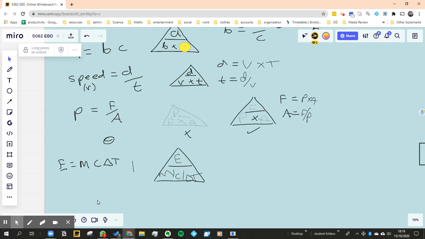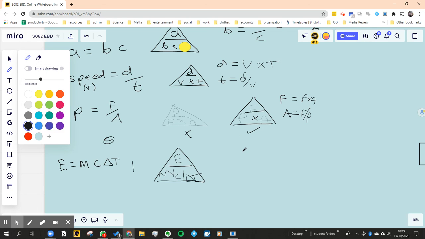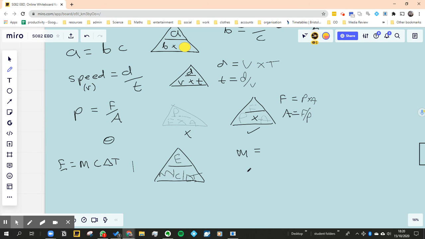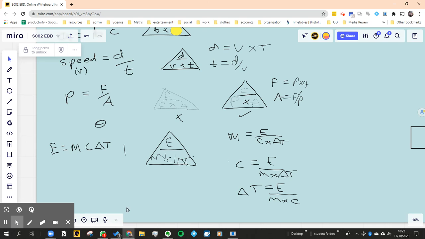Okay, so now we're going to have a go at rearranging that formula to say M equals, C equals, and delta T equals. You can do the same thing with these. It's the same kind of idea. So M is equal to E over C delta T, obviously. Basically these are all the rearrangements of that formula. So that is how to make and use formula triangles in physics and also in maths or anything else.